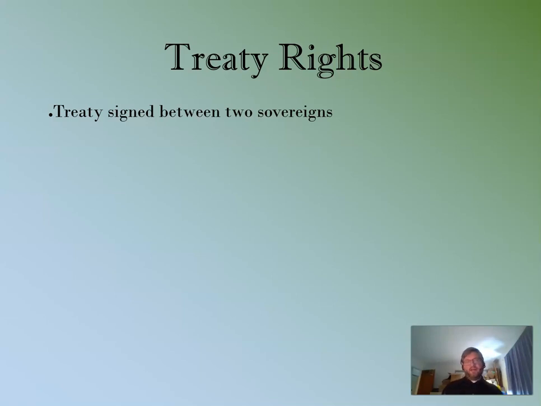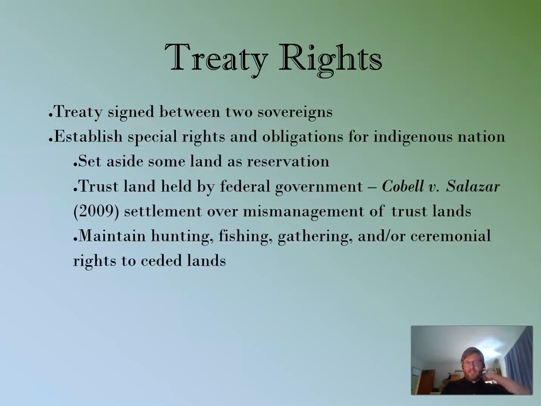And so a treaty, again, is signed between two sovereign groups, so it recognizes the sovereignty of the indigenous nation. And so these treaties establish special rights and obligations for these indigenous nations. They give them special legal status that other groups in our society wouldn't have. And so treaties can set aside some land as a reservation that is directly owned by that indigenous nation and is, in theory, off limits for non-indigenous people to come and take away from them.